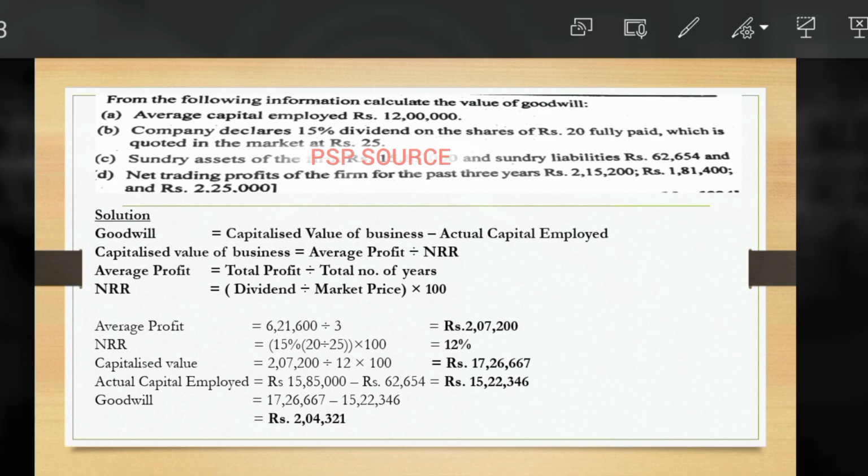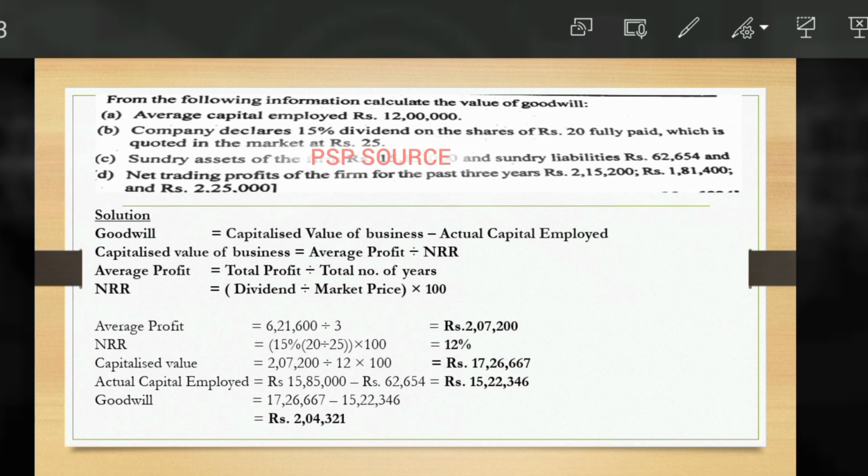The company declares a 15% dividend on shares of rupees 20 fully paid, which is quoted at a market price of 25. Here the company declares a 15% dividend on rupees 20 fully paid up shares. So we need to calculate the NRR. Next, the net profit is given for 3 years.